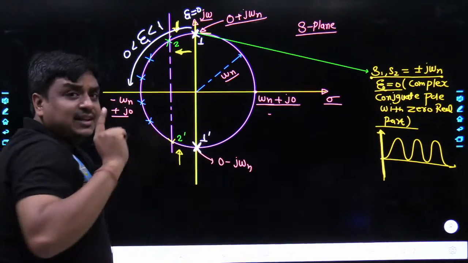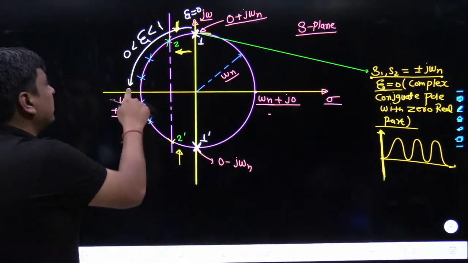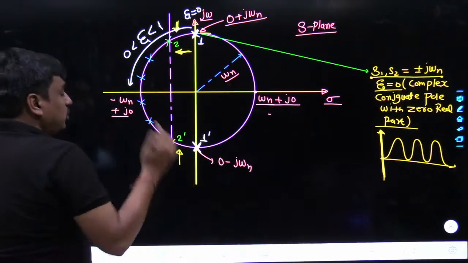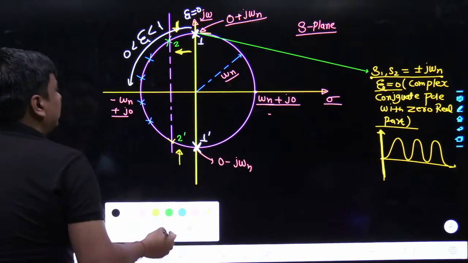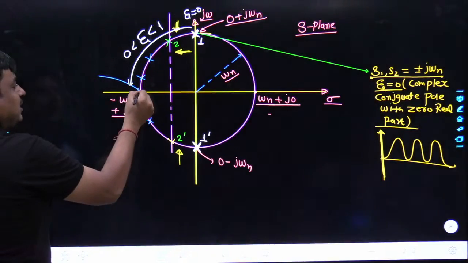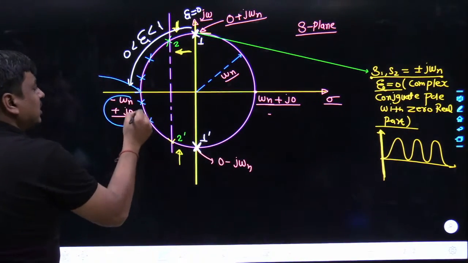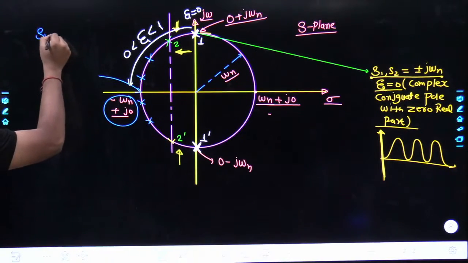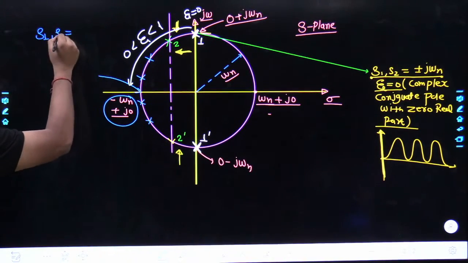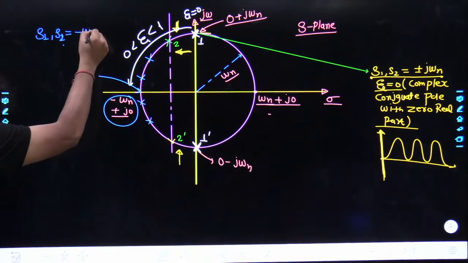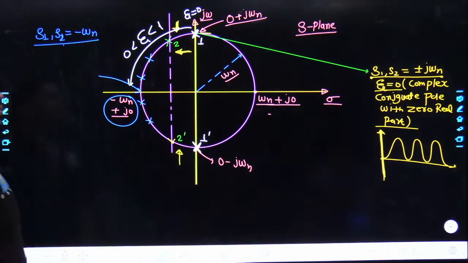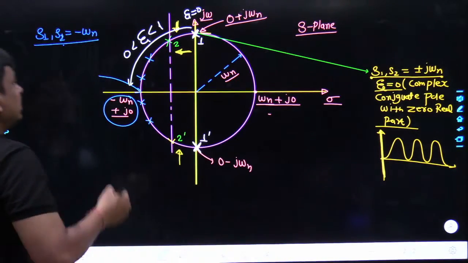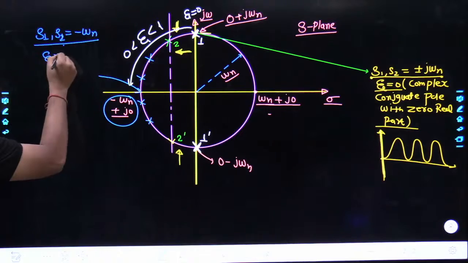And as the zeta became precisely 1, both of the poles, this pole as well as this pole, have been found exactly at which point? Minus omega n point. May I know where the poles have been located? The poles have been located at S1, S2, both at minus omega n. May I know what would be the value of zeta over here? The zeta is simply going to be 1.